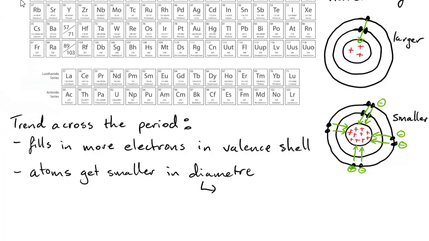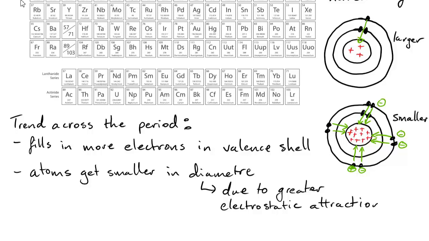and this is due to greater electrostatic attraction. Electrostatic attraction is just when a positive charge attracts to a negative charge. That's essentially what it is, towards the nucleus. So as a result of that, the atoms get smaller in diameter, and that's very important.